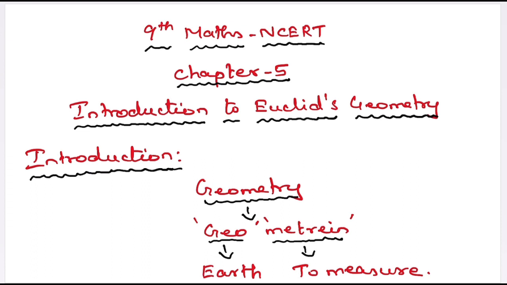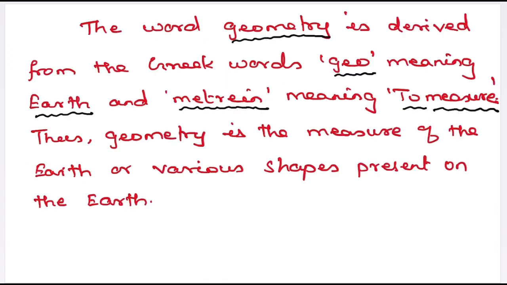Euclidean geometry is the study of geometrical shapes and figures based on different axioms and theorems. It is basically introduced for flat surfaces or plane surfaces. Geometry is derived from the Greek words geo, which means earth, and metron, which means to measure. So geometry is the measure of the earth or shapes present on the earth.